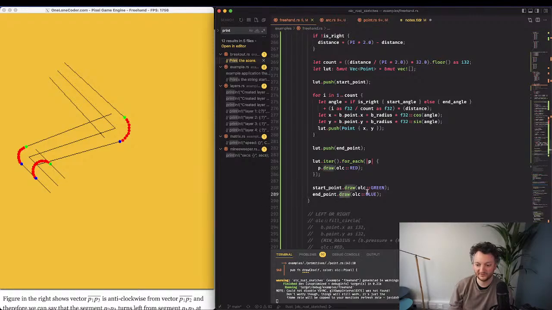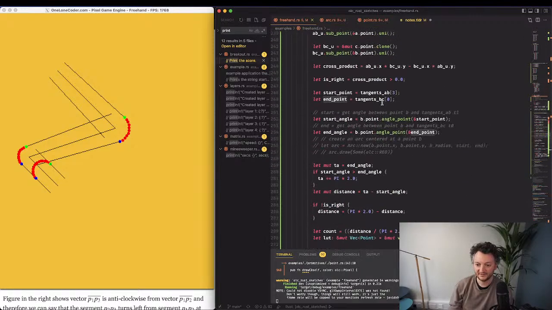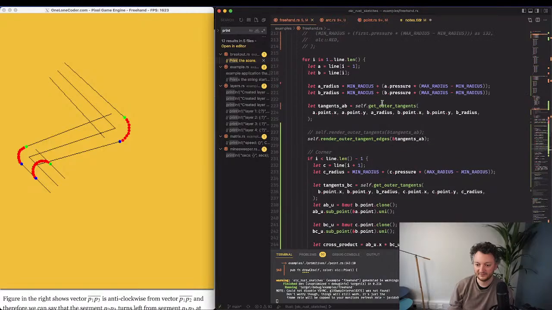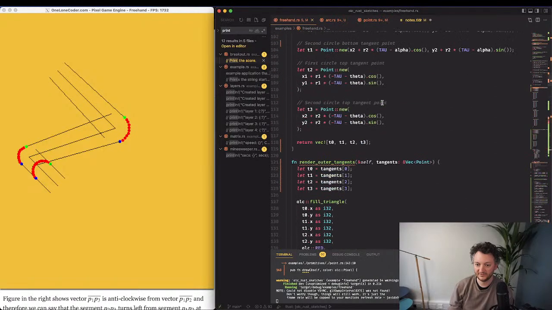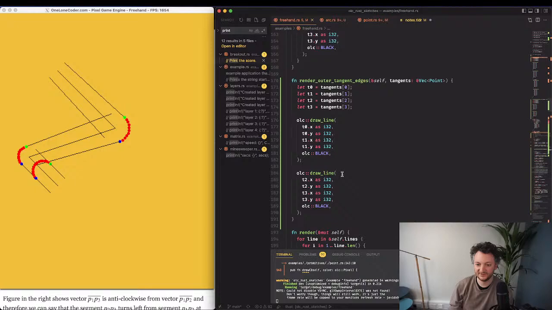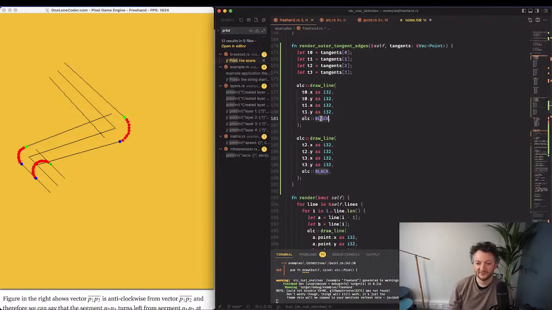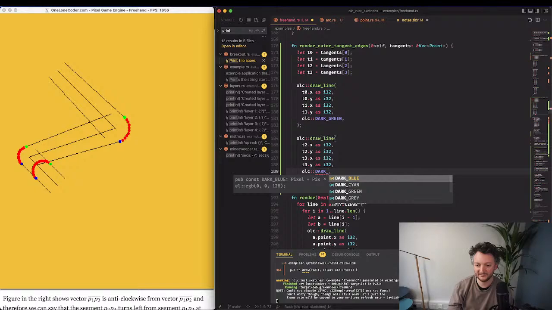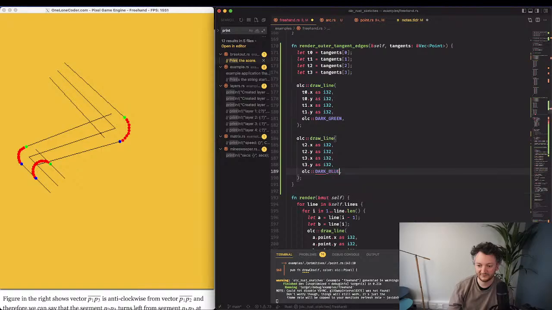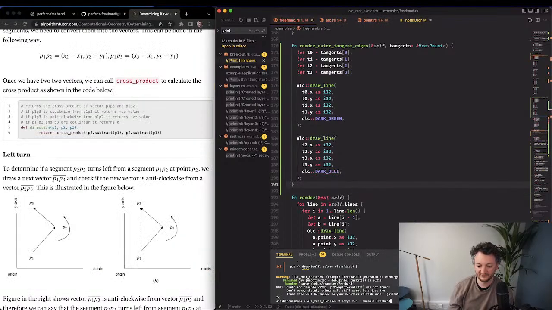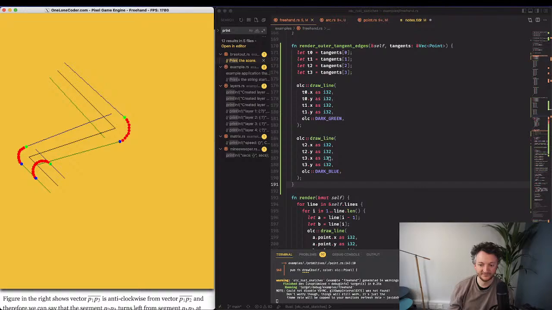Okay, this is where we're doing the start and end point. We're rendering the edges here. Okay, cool. So T0 to T1, let's say this is like dark green. T2 to T3, let's say this is like dark blue. Let's see how that looks.